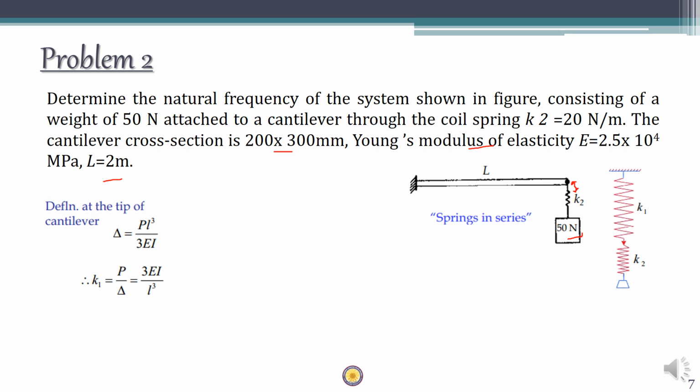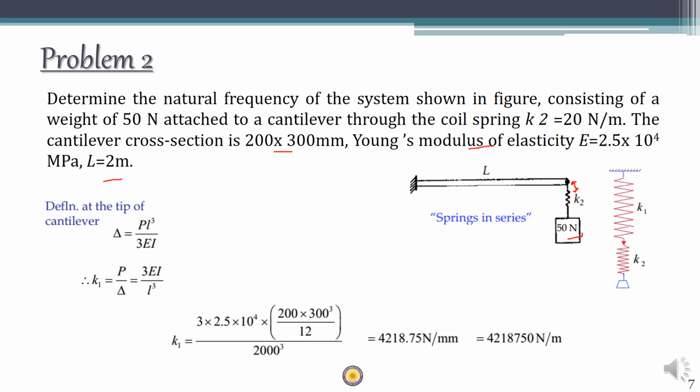It is in series with another stiffness, another spring K2. So the combined stiffness of K1 and K2 is given by 1 by K equivalent is equal to 1 by K1 plus 1 by K2. First of all, we will find the value of K1. Keep in mind, you should substitute E in Newton per mm square, that is MPa. So you convert L into mm first. L should be substituted as 200 millimeter.